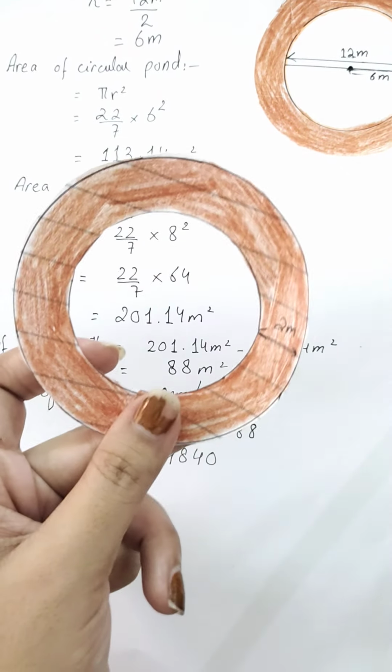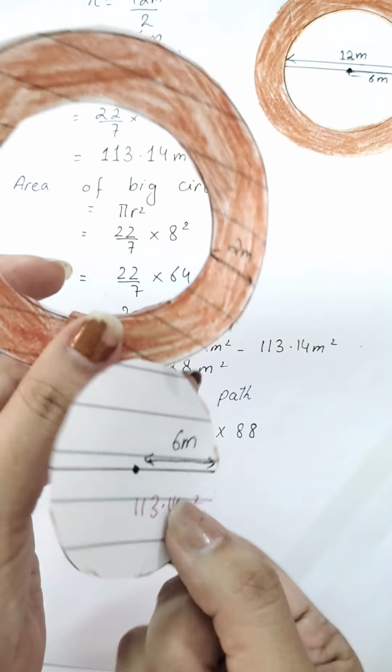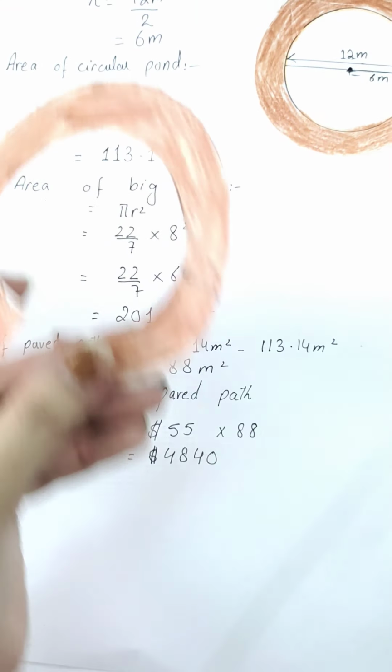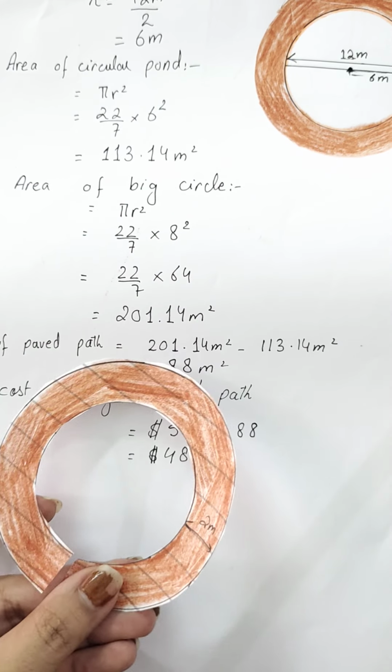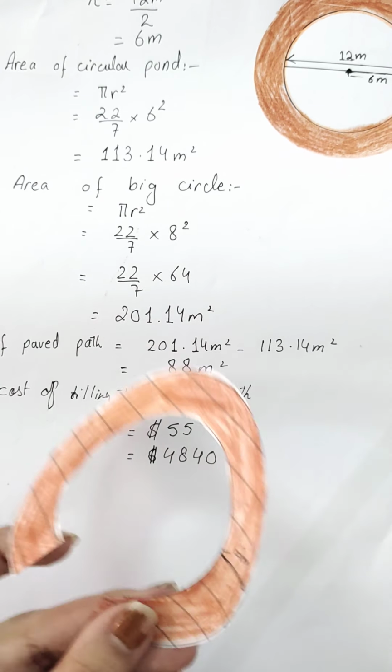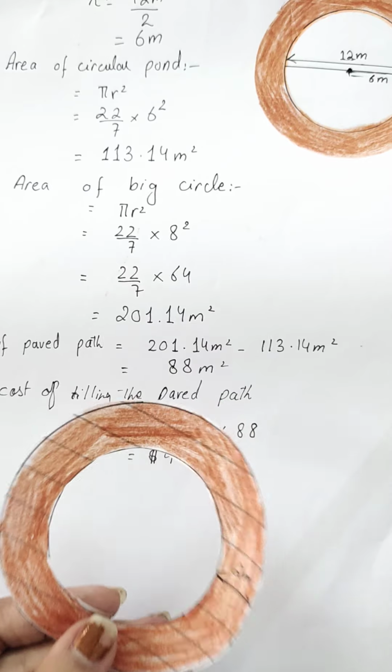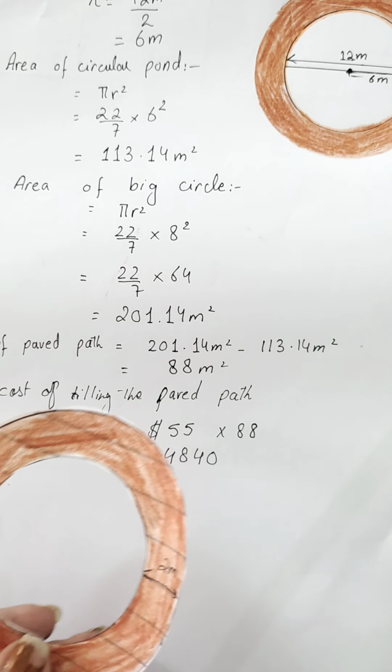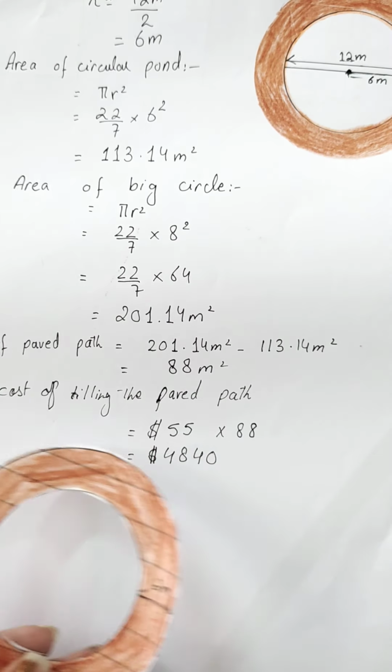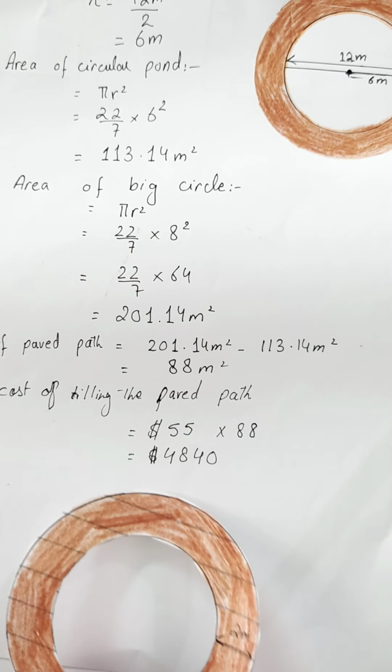So we will subtract the area of the smaller circle from the big one. On paper, I will just cut it and remove it, but during the solution we will subtract the smaller area from the big one. You will get the area, and to find the cost of tiling the paved path is simply 55 times 88. You will get the answer.